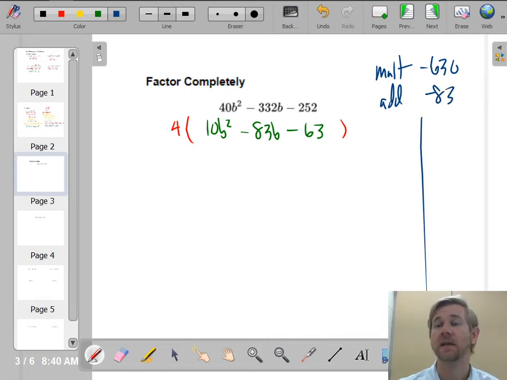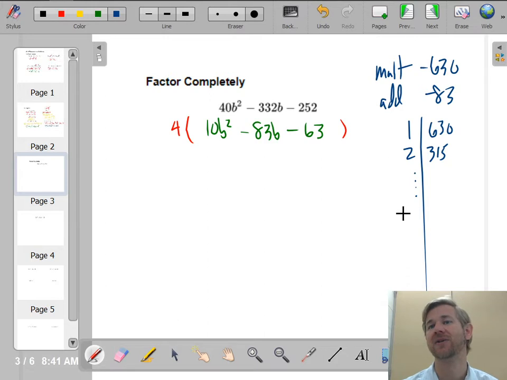Now, if you want, you can start to make a table for all the factors of 630. 1 and 630, 2 and 315. You can keep going. But I know the ones that I need are 7 and 90. 7 times 90 is 630. Now to get the negative 83, I'm going to make the 90 negative. Okay?